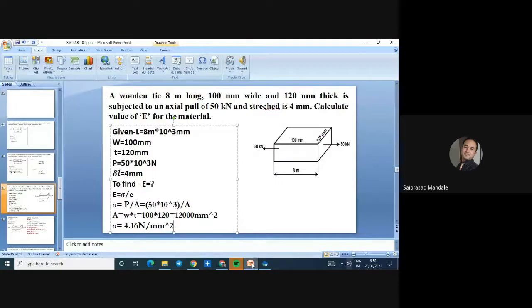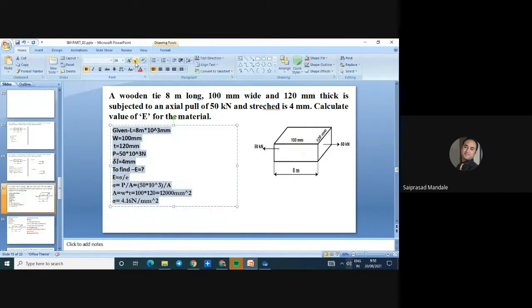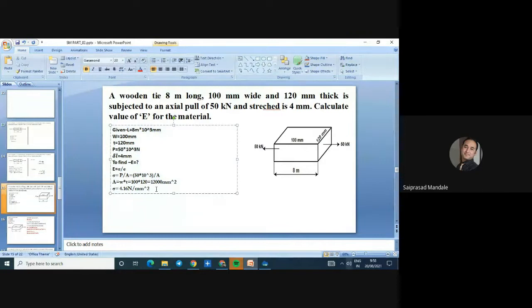Tell me the answer for stress. I have one answer from someone: 4.16 Newton per mm square. What about yours, sir? 3.47. Okay, this is the second answer, 3.47.